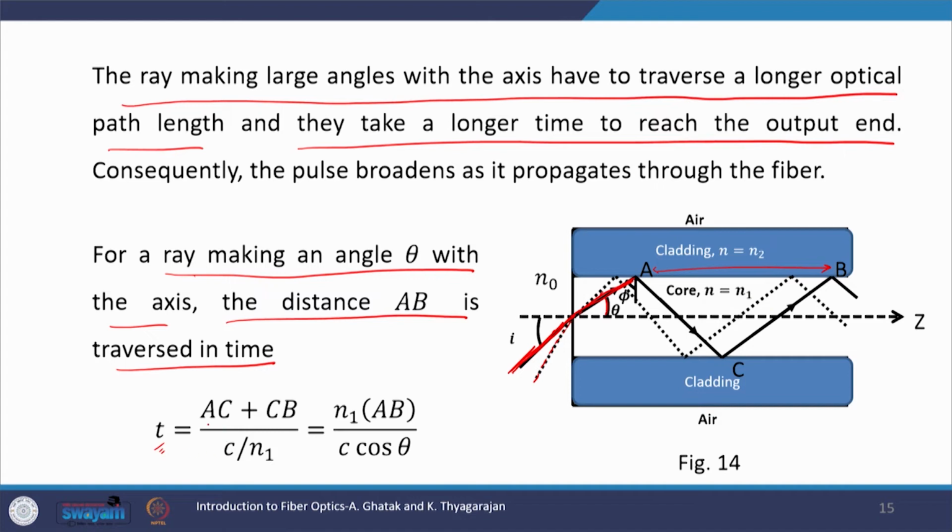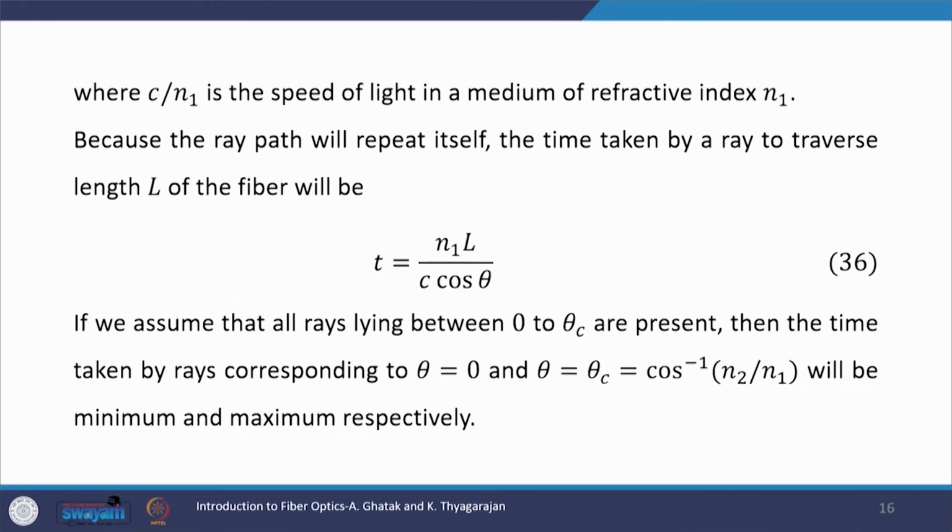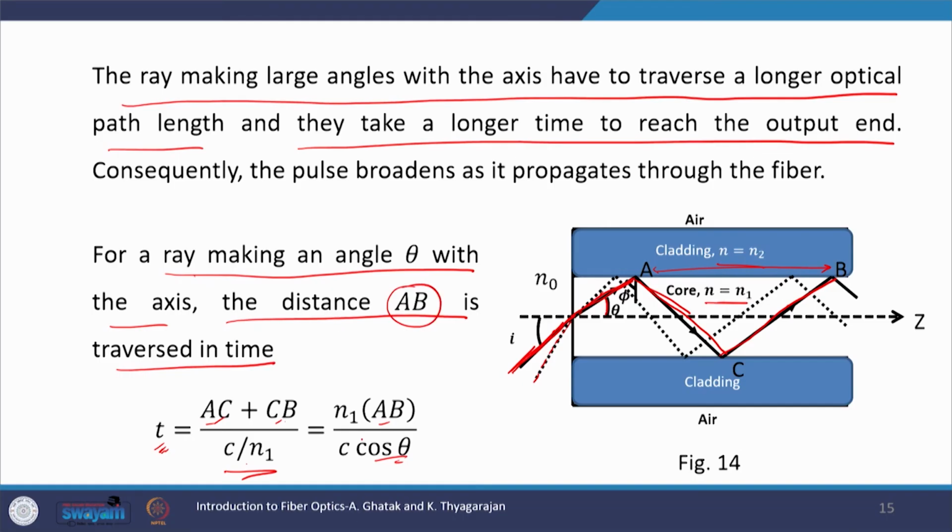is given by this expression, AC plus CB by c by n1, where c by n1 is the speed of light in the core, where n1 is the refractive index of the core, while n2 is the refractive index of the cladding. Now, AC plus BC is the total path it travels between points A and B, but AC plus BC is equal to AB by cos theta. From geometry we can see this. Therefore, the total time the ray takes in covering distance AB would be n1 into AB by c cos theta.